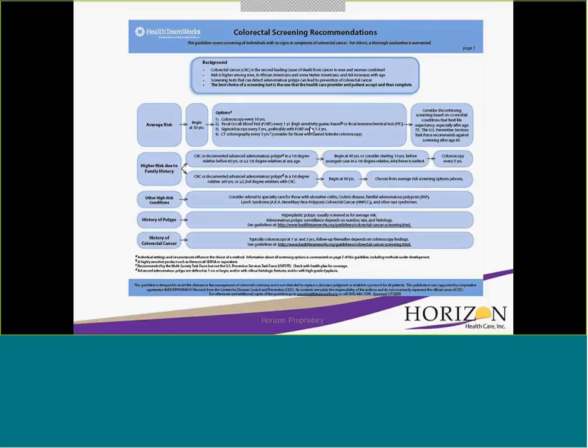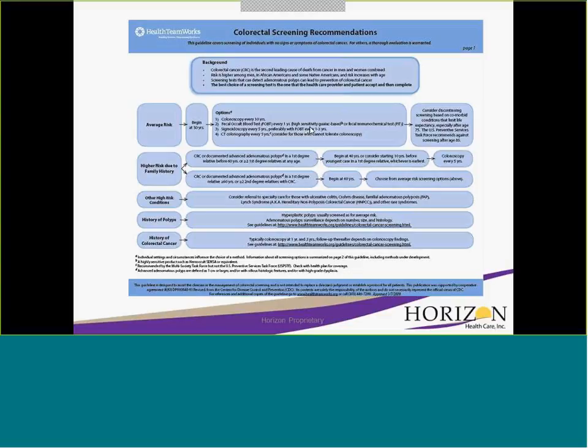Then there are higher risk patients, and that includes family history of colorectal cancer. If they have any type of higher risk condition, we make it very clear and we educate our nurses and staff time and time again that they actually need colonoscopies and should not be a candidate for a FIT test, but a colonoscopy beginning at an earlier age than 50.